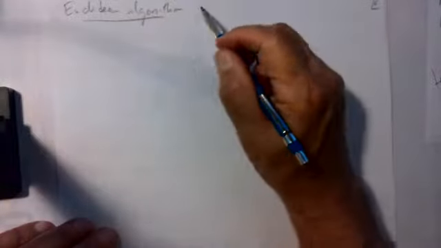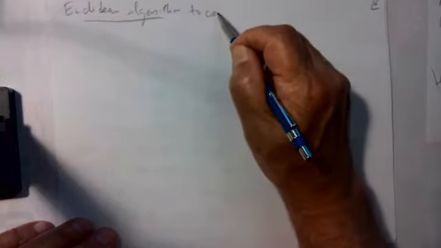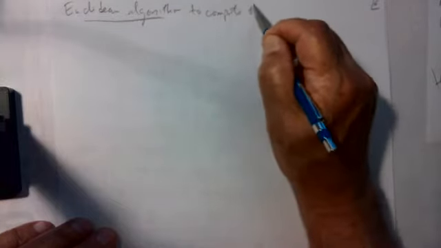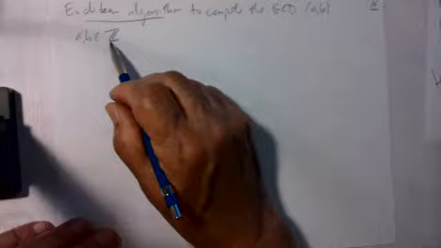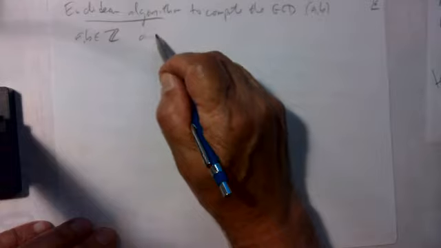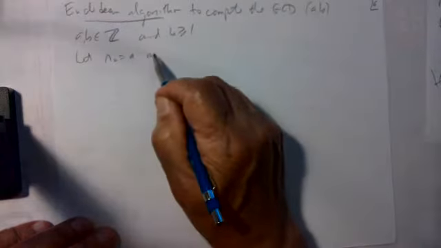Okay. So the Euclidean algorithm is used to compute the greatest common divisor of two integers, A and B. So A and B are integers. Z is the set of integers. And A can be positive, negative, or zero. But let's say B is always positive. So the algorithm goes as follows. Suppose we let R0 equal A and R1 equal B.